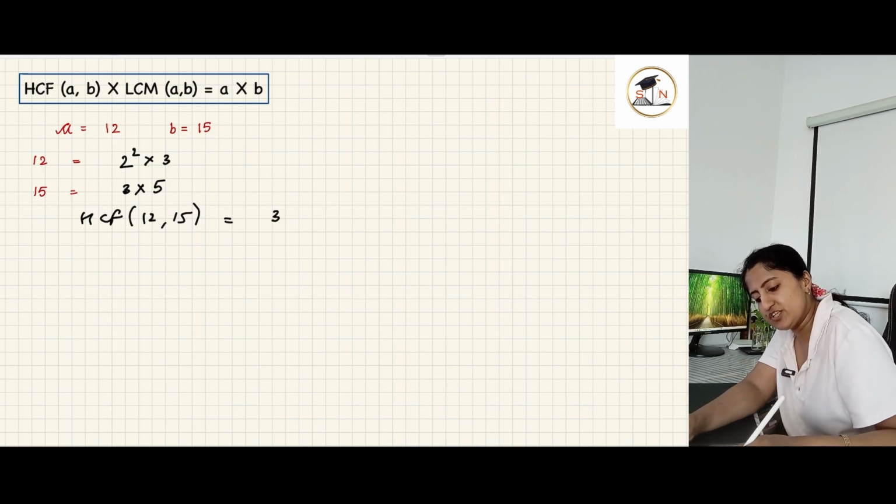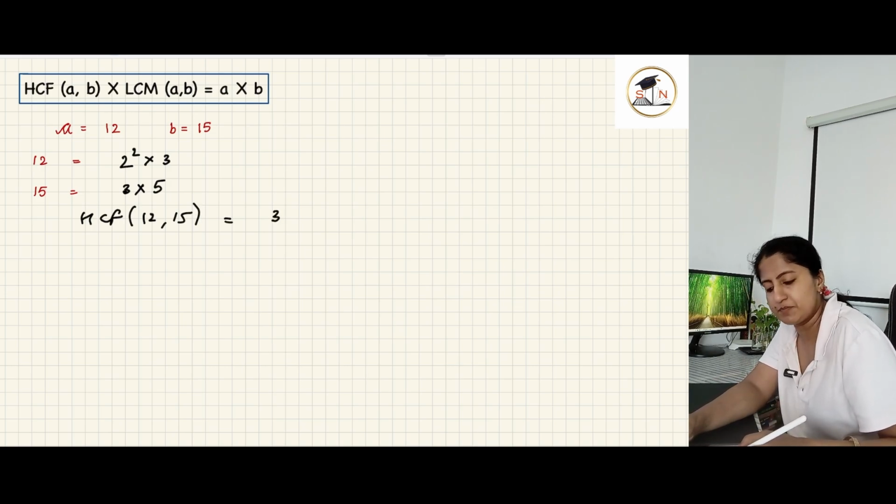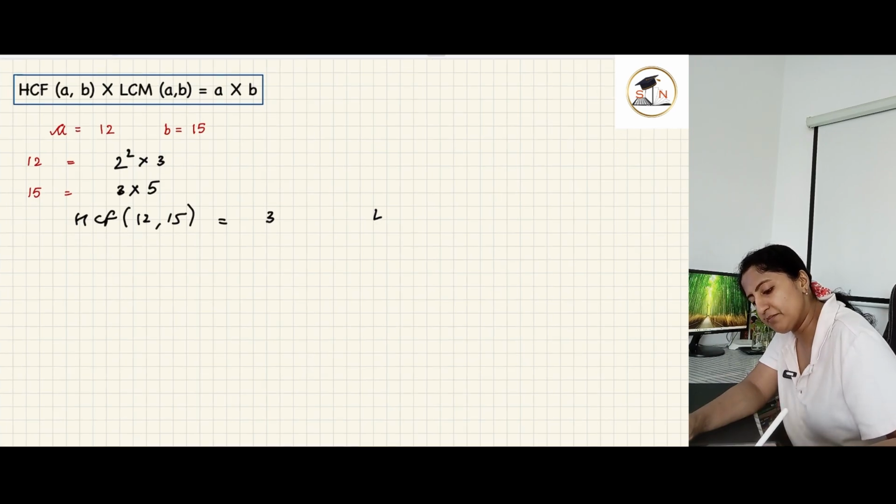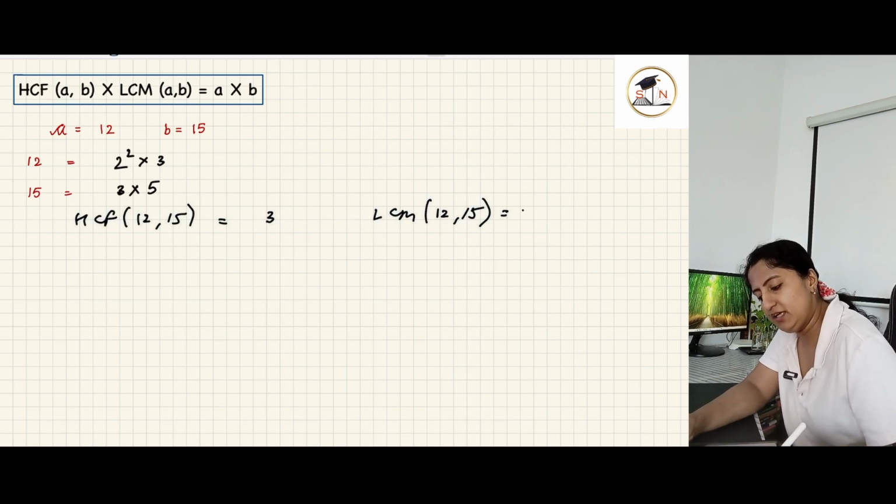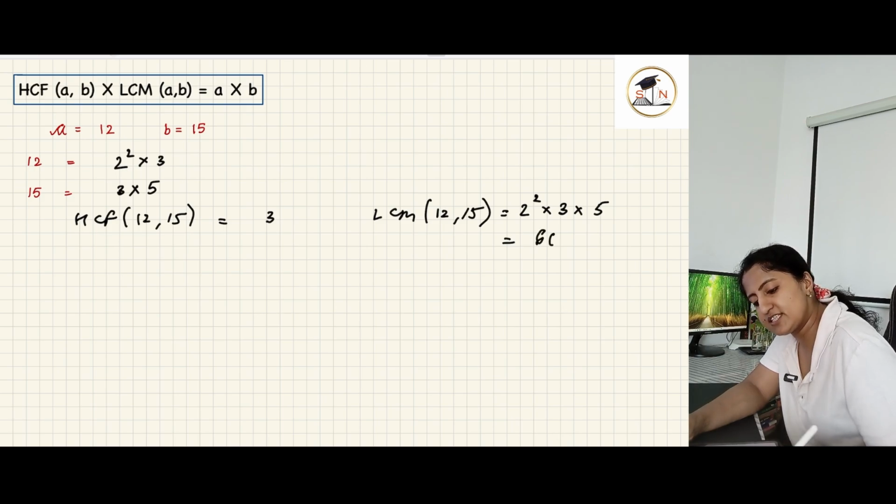HCF is just 3. That is the common with the lower power, right? And what is the LCM of 12 and 15? That is going to be 2 square, 4, right? Times 3 times 5. So that is 4 times 3, that is 12, times 5 is 60.